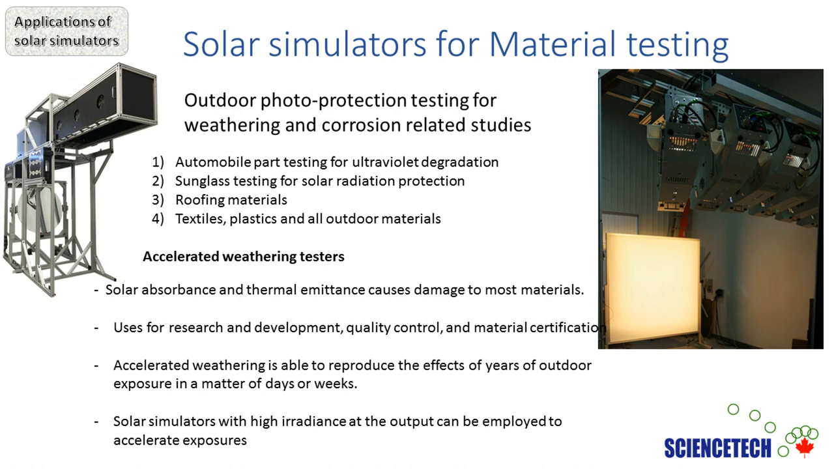Now, solar simulators are also used to test accelerated weathering, which produces the long-term effects of outdoor exposure in short periods of time. These tests are widely used for research and development, quality control, and material certification. They employ a variety of light sources to simulate sunlight and the damage caused by the sunlight. With the correct exposure times and irradiation levels, years of solar radiation exposure can be simulated within a few days. We normally use a solar simulator that will produce several suns of irradiation at the output to provide this accelerated effect.